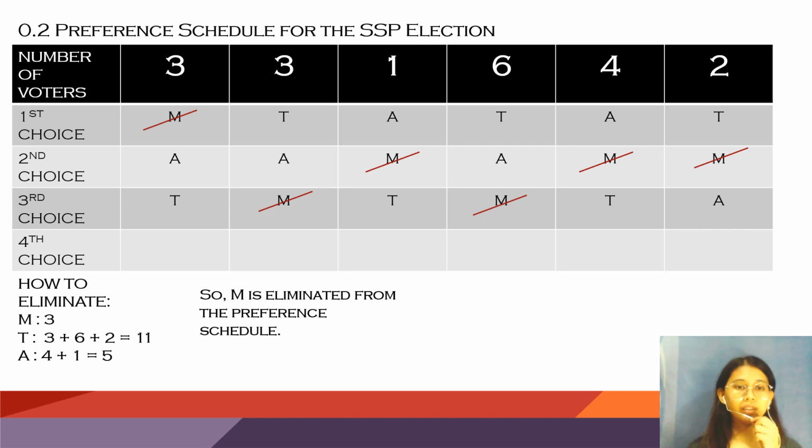Just like what we have did on our first example, we need to do some changes on our first row. After changing the first row, we need to do the listing of our candidates. After listing all the candidates, we need to determine how many votes they have. Like, M has 3 votes, T has 3 plus 6 plus 2, that equivalents to 11 votes. And A has 4 plus 1 equals 5 votes. Since we need to eliminate those candidates that have the lowest votes, we need to eliminate M since he has 3 votes. So M is eliminated from the preference schedule.